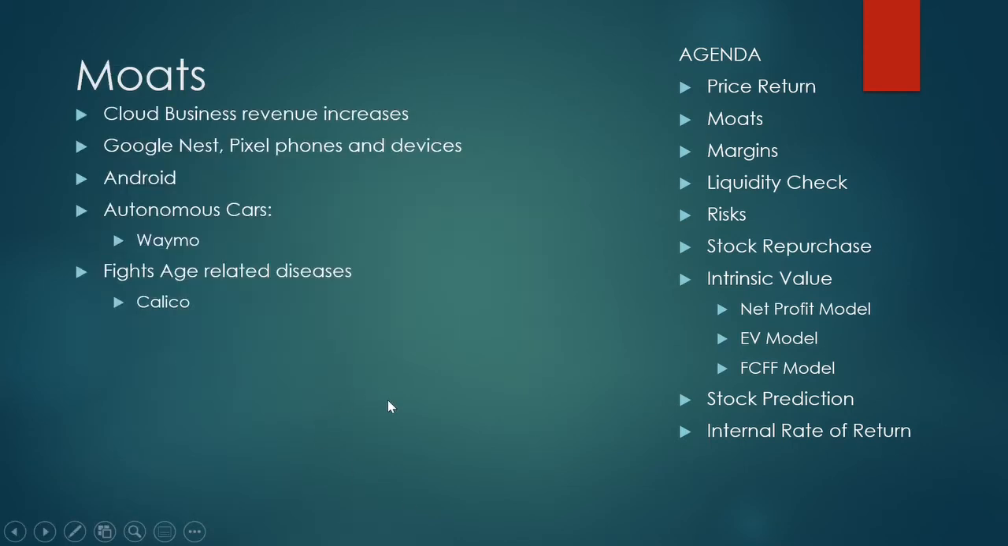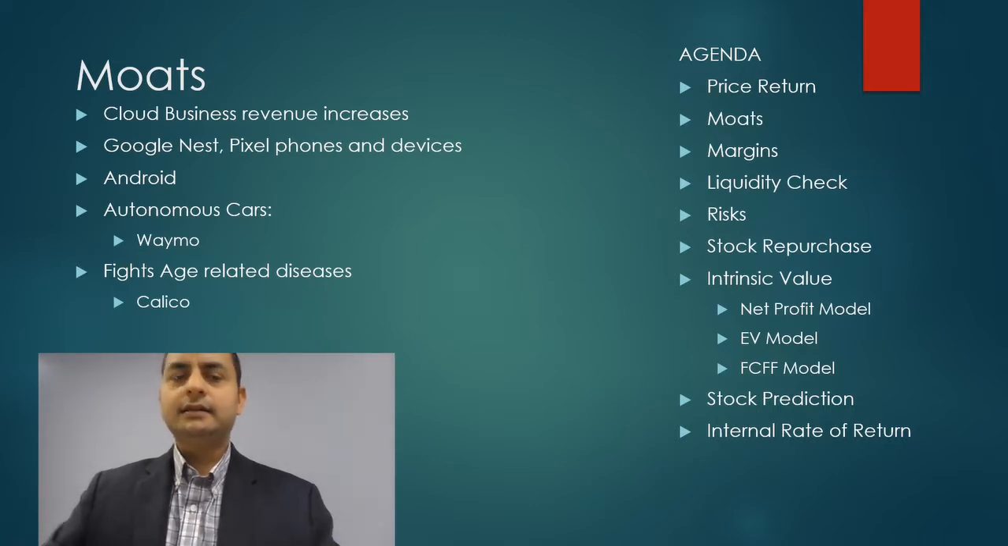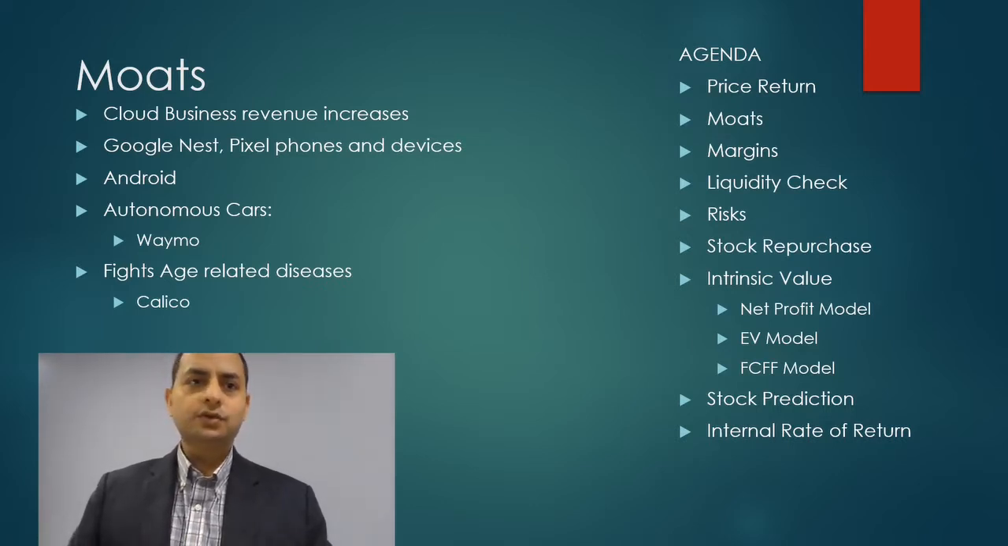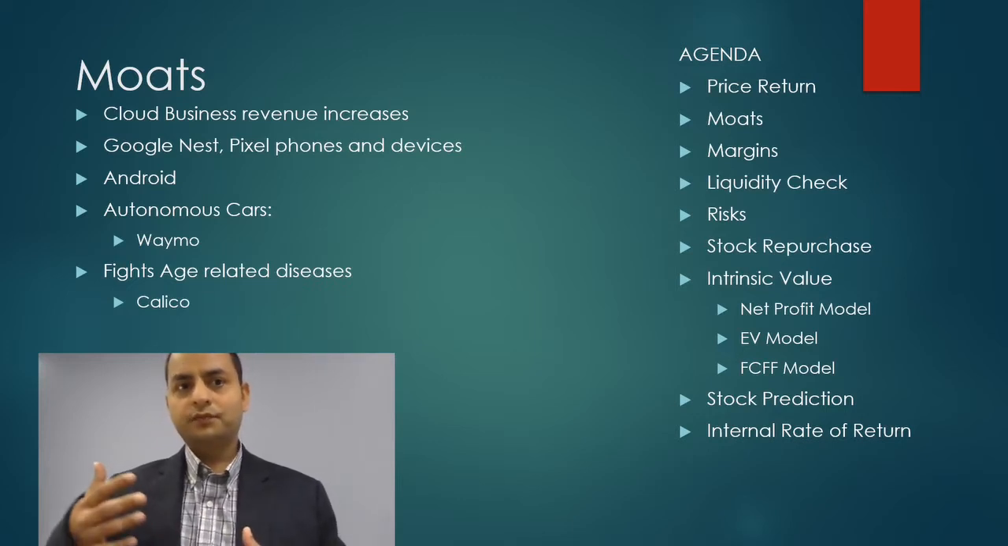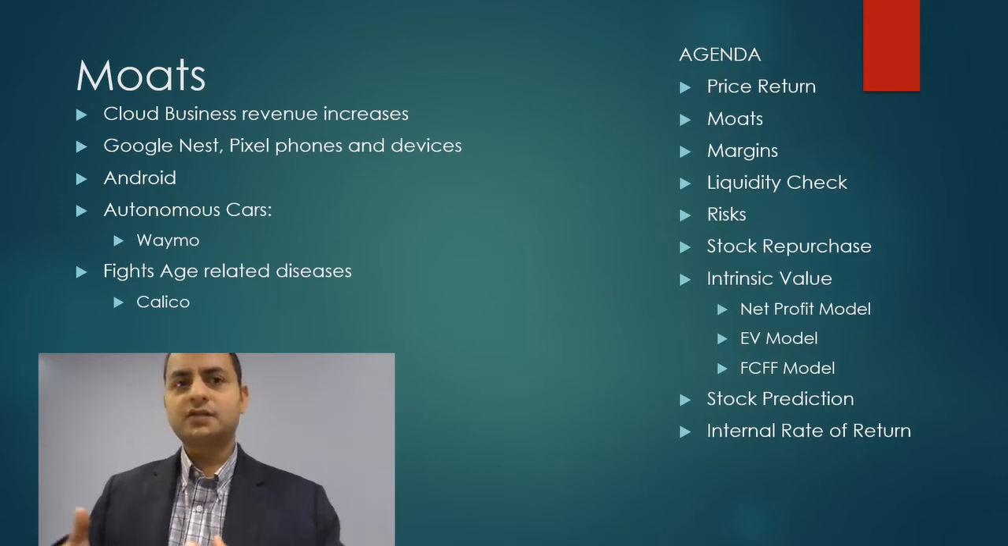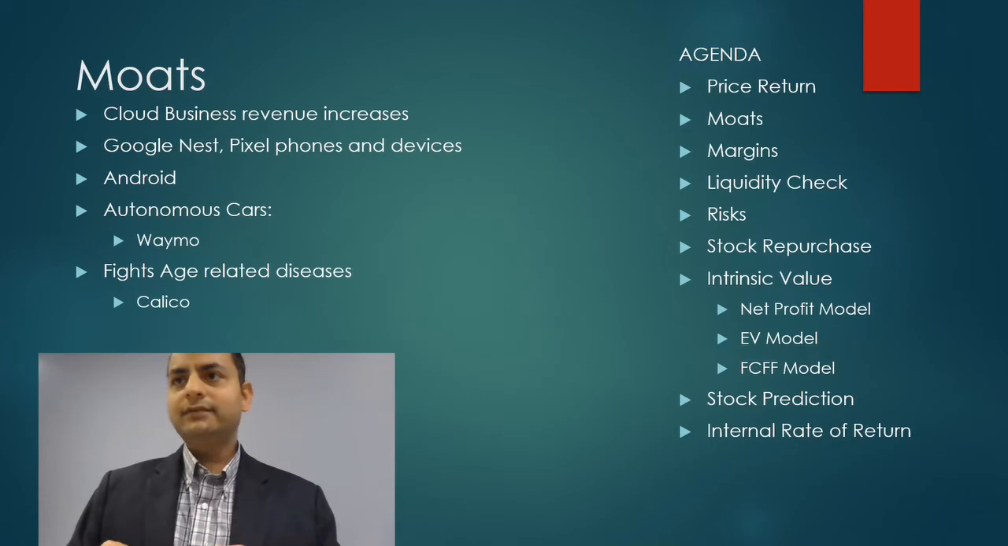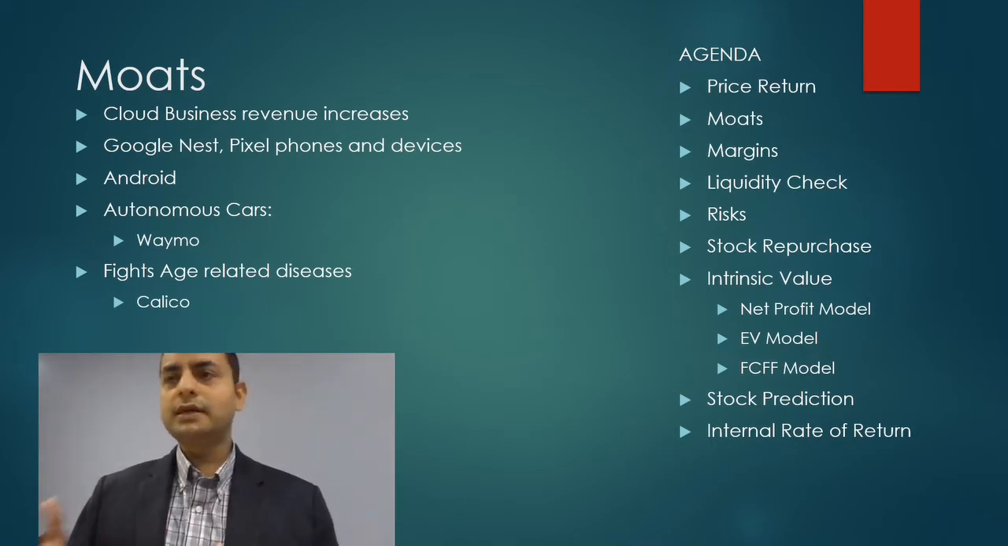From the moats perspective, what is driving Google? I can easily see that the main business is for sure their search business, which we are familiar with, right? I'll focus more on search in the risk section as well. But Google is now more like Alphabet, and Google is the G component of that Alphabet. I can see from their 10-K that the cloud business is increasing, year over year.